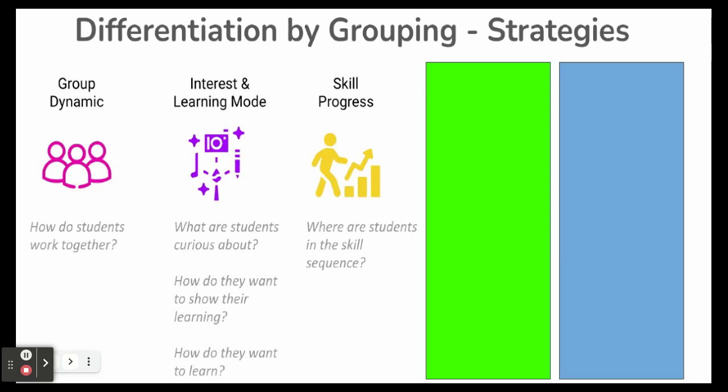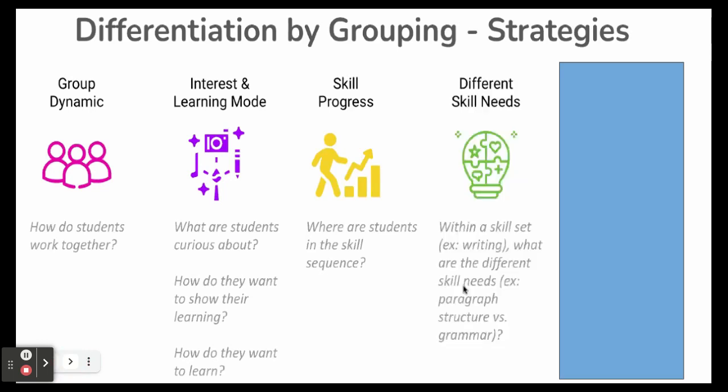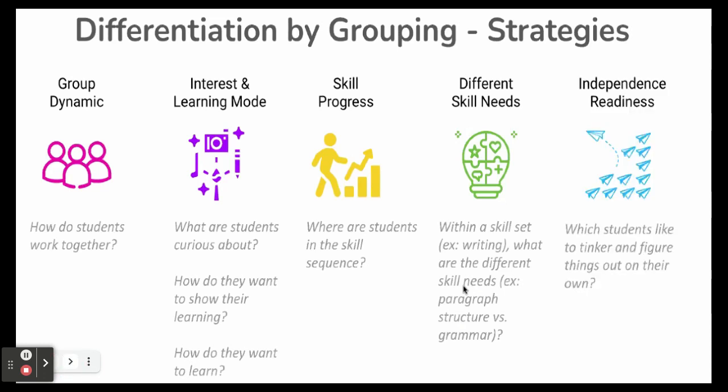Differentiate by skill progress. Where are students in the skill sequence? Differentiate by different skill needs. Within a skill set, for example, writing, what are the different skill needs? Example, paragraph structure versus grammar. Or independence readiness, which students like to tinker and figure things out on their own.